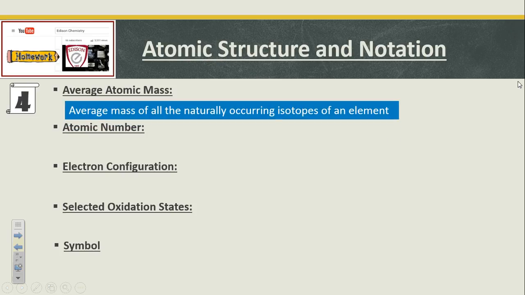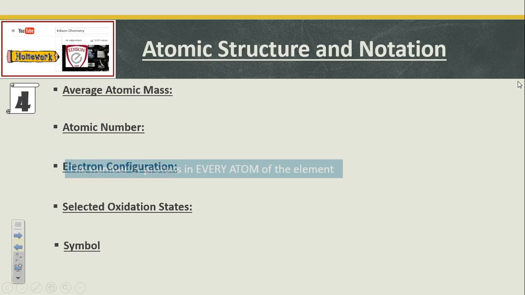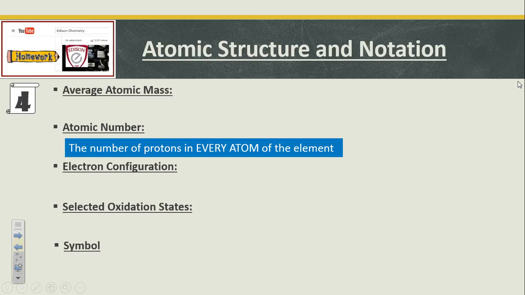So, basic definitions. Atomic mass is the average mass of all the naturally occurring isotopes of an element. We'll get into that in more detail in the next lecture. Atomic number. This is the number of protons in every atom of the element. Gold is gold, and it always has 79 protons. If it doesn't have 79 protons, it's not gold, it's a different element.